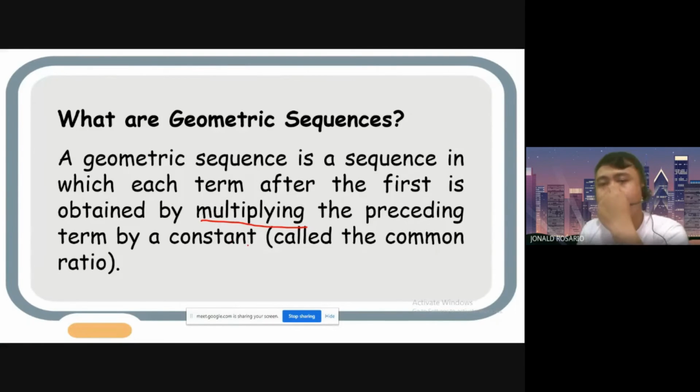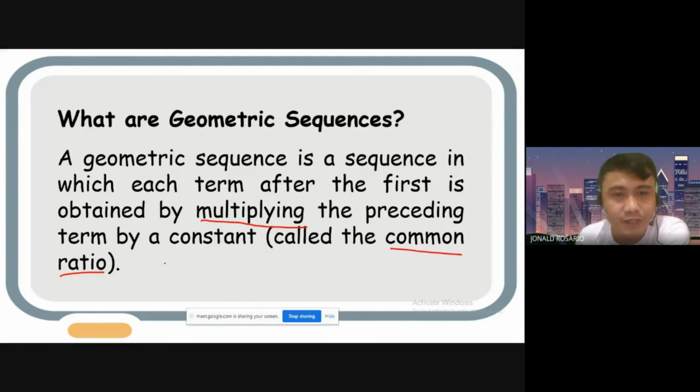Para makuha yung susunod na term, magmumultiply tayo ng constant. Okay? Saan natin i-multiply? Doon sa ating preceding term. So makukuha natin yung next term by multiplying a constant on the preceding term. Ang tawag natin doon sa minomultiply natin pagka sa geometric sequence, common ratio.